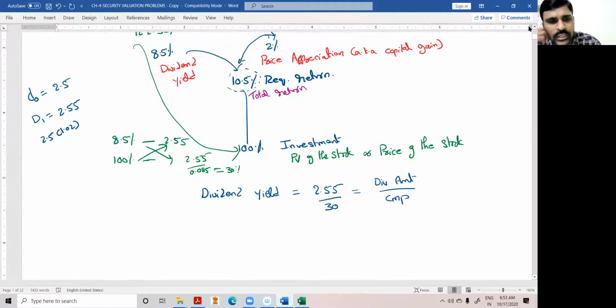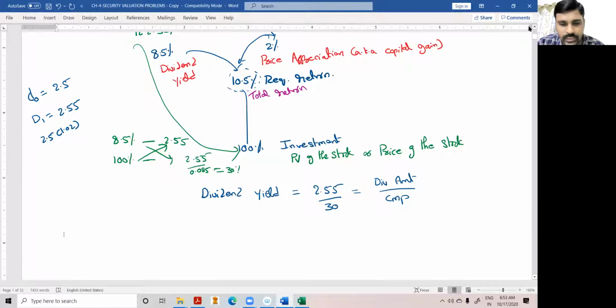Go and search for every company; the dividend yield is disclosed on the websites. Go to the Moneycontrol website, take the dividend yield values for the BSE 30 companies, and identify tomorrow how many of them are giving an 8.5% dividend yield. If you come back and say, sir, not even a single company is giving this much dividend yield, then you understand. So now I'll tell you the reason.